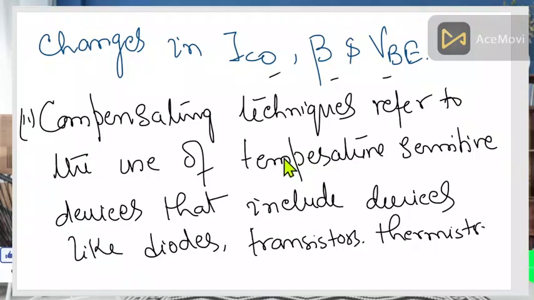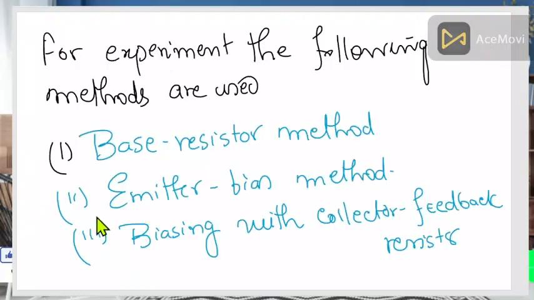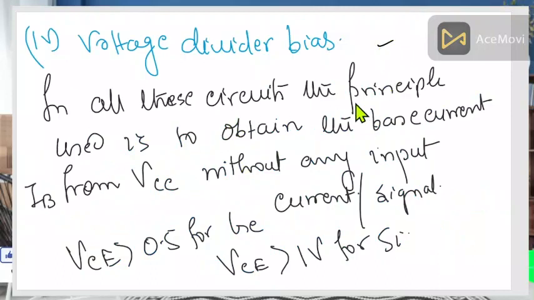of some temperature sensitive devices like diode, transistor, thermistor. What these devices do, they provide compensating voltage and current, means they make up the changes in voltage and current that maintain the stable operating point. For practical purpose, we have four methods of bias stabilization. This one is the base resistor bias, emitter bias, biasing with collector feedback, and fourth is voltage divider bias.